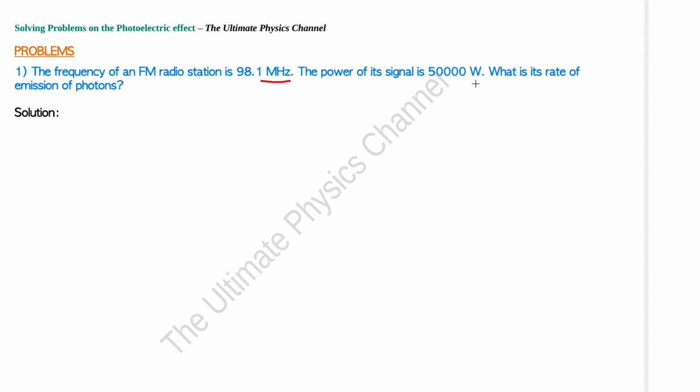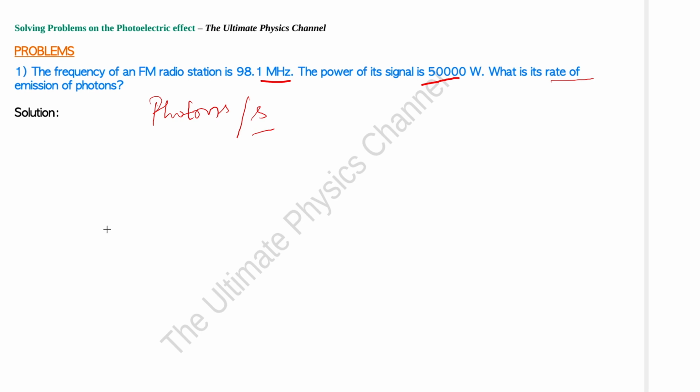The power of its signal is given as 50,000 watts. What is its rate of emission of photons? So that means we have to calculate the rate of emission, that is how many photons are emitted in such a signal per second. That is what we mean by rate of emission of photons.